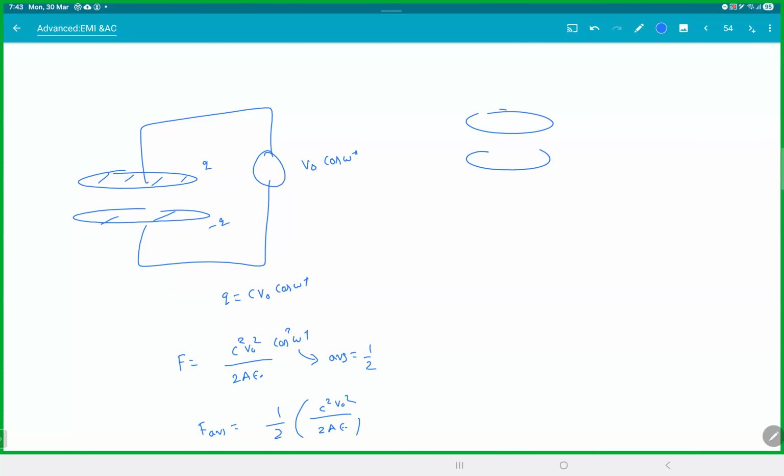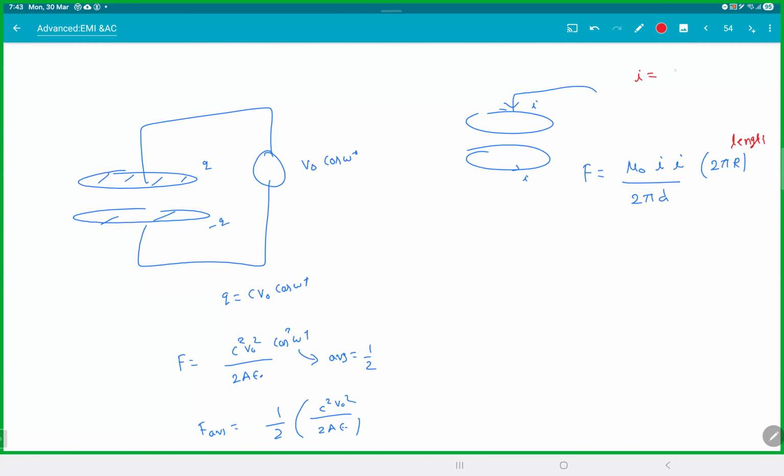Now this is a wire, this is a wire. Again, same story: current I is flowing, both are parallel. So the force between them will be mu naught I by 2 pi d, and the length of the wire is 2 pi r. This is the length because you're treating them like parallel wires.